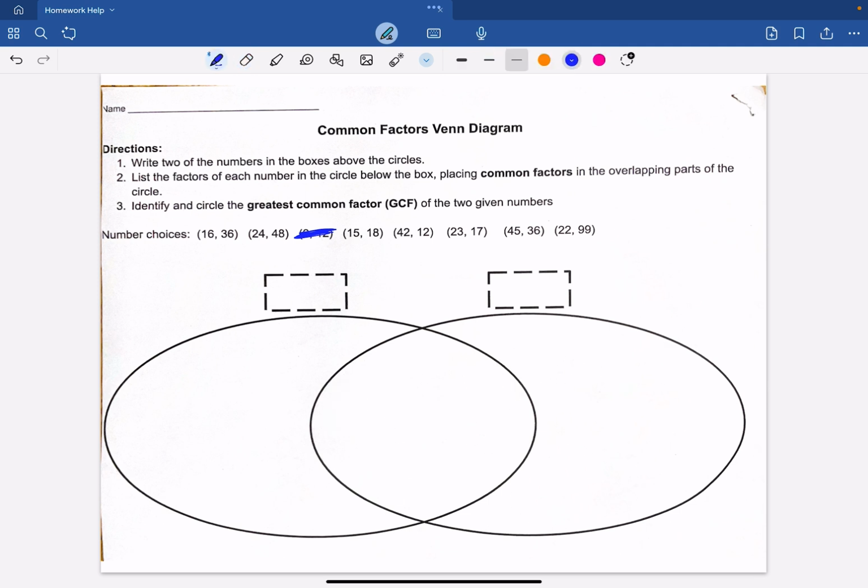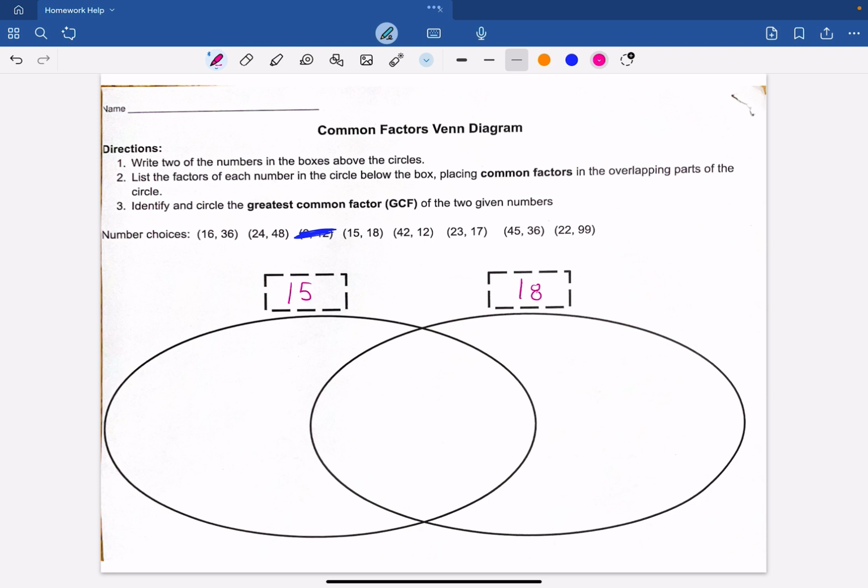All right, so let's pick 15 and 18 this time. I'm going to put the factors of 15 on the left. I'm going to put the factors of 18 on the right.